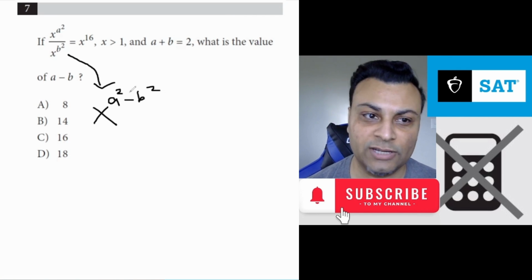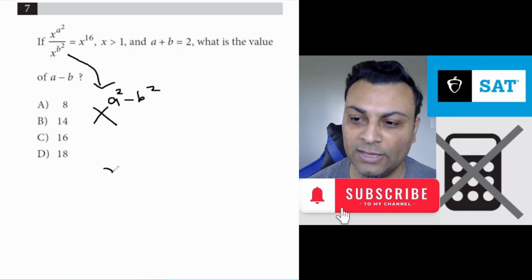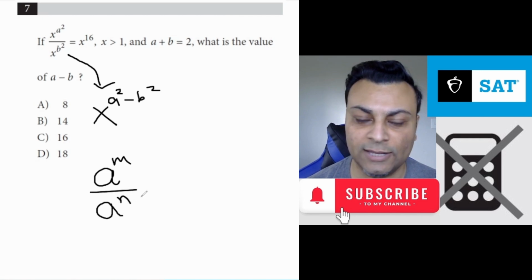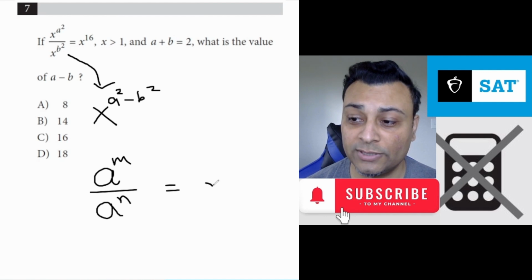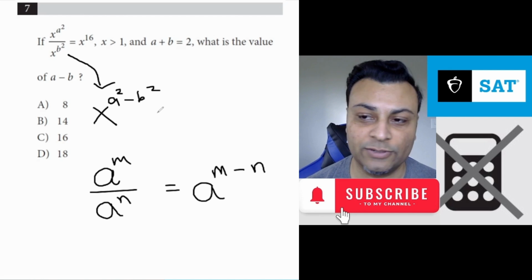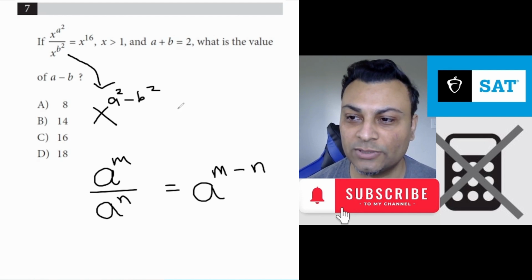Let's remind ourselves of the exponent property. If you have a to the m over a to the n, this can be rewritten as a to the m minus n. And that's what I did over here. So that is equal to x to the 16.